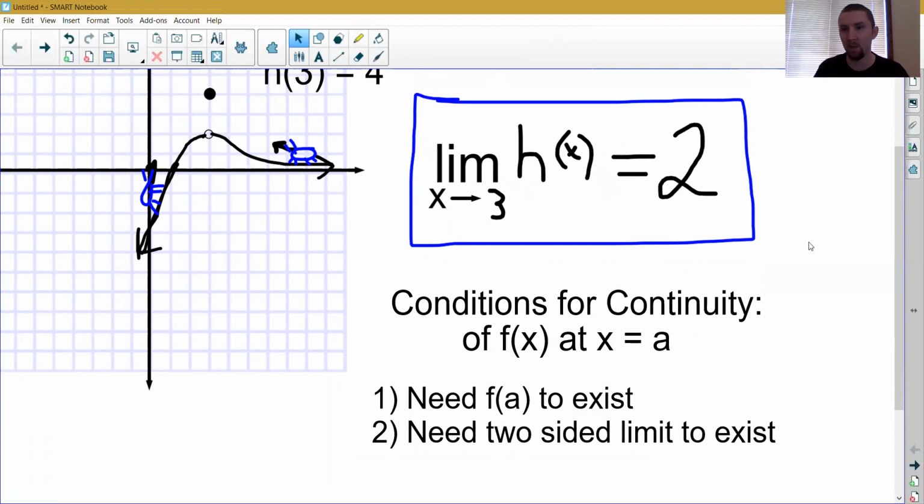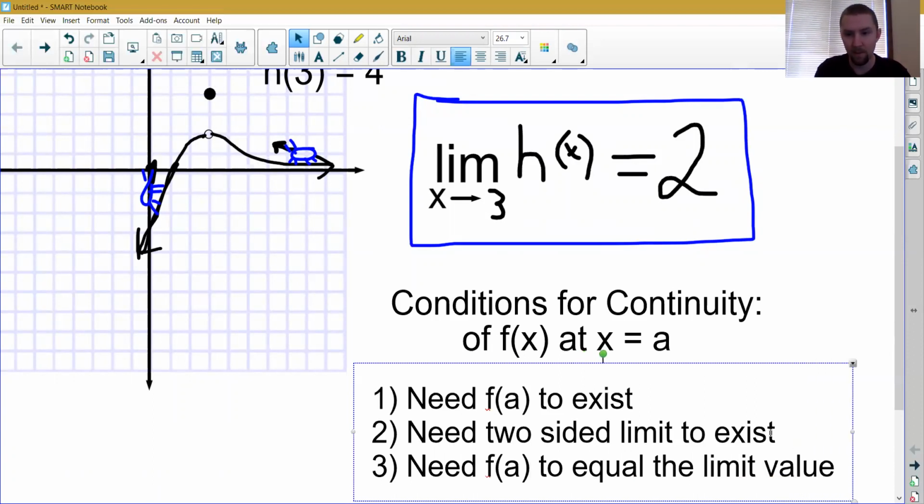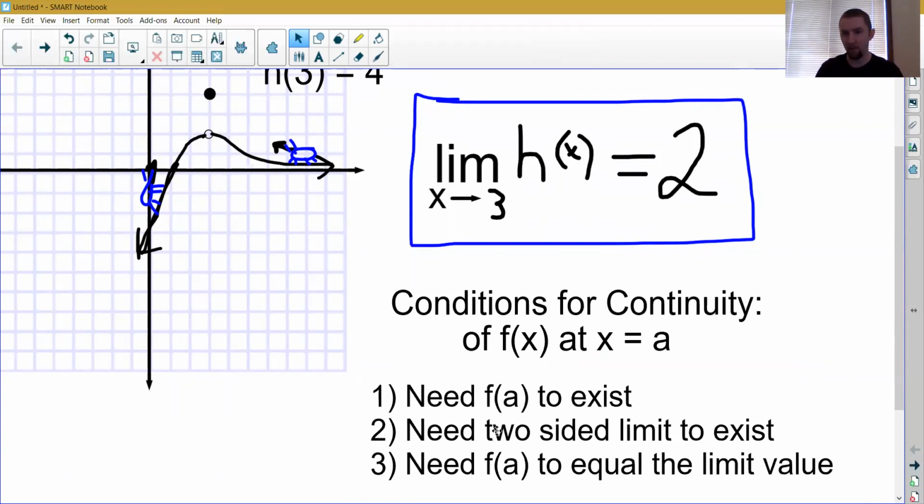That's not gonna work because the two-sided limit, we would say, does not exist. So we need the two-sided limit to exist. We need the point to exist, okay? And then number 3, we need the y value or the function's value to equal the two-sided limit value, okay? I'll just say the limit value. We need the function value to equal the limit value.